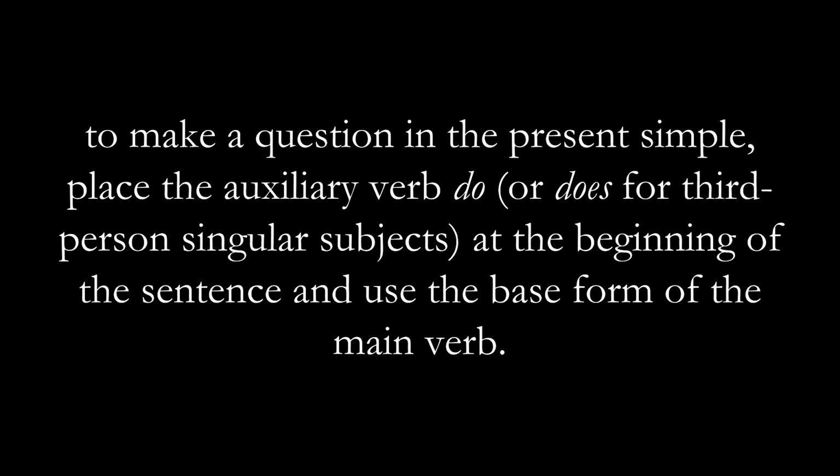To make a question in the present simple, place the auxiliary verb do, or does for third-person singular subjects, at the beginning of the sentence and use the base form of the main verb. For example, "Do you read the Death does not cover its tracks?" and "Does he read the Death does not cover its tracks?"